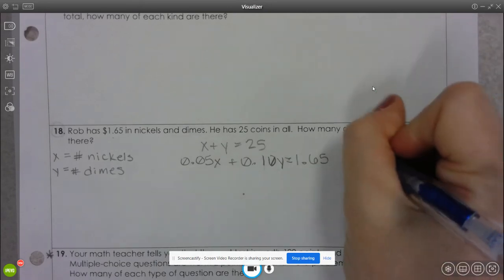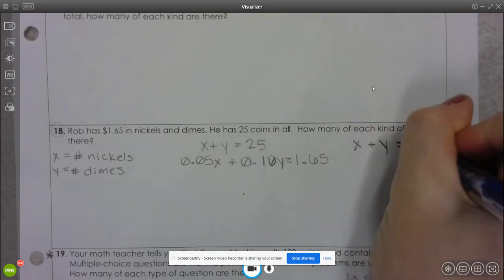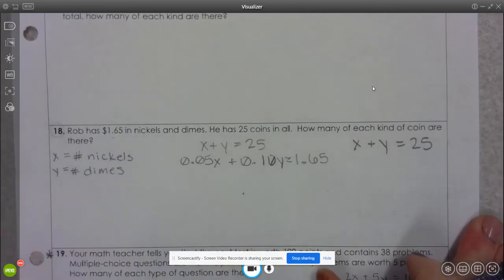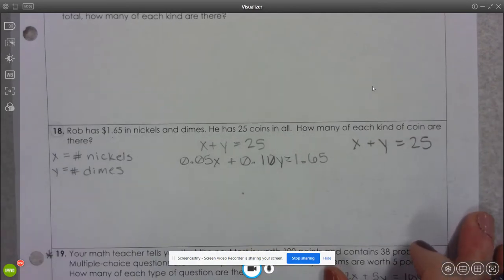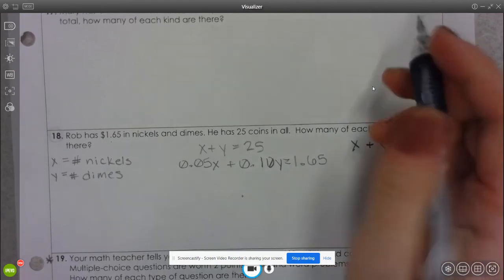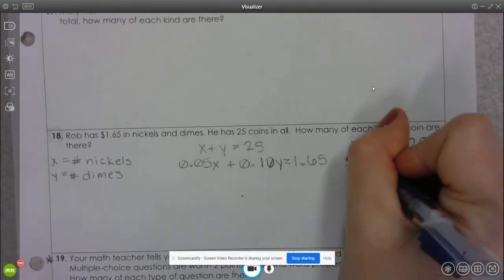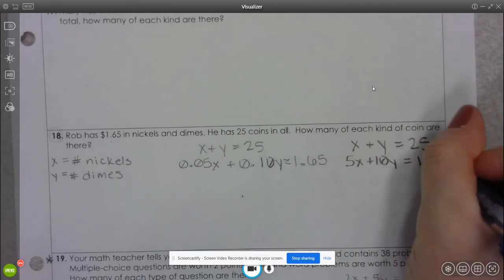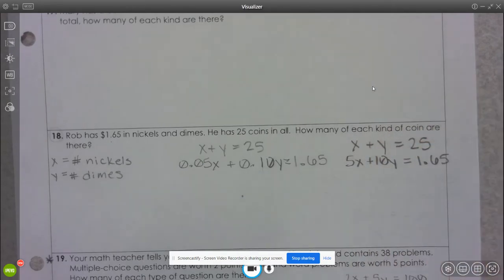So what I'm going to do is I'm going to take this whole second equation and I'm going to multiply it by 100 because then I don't have decimals anymore. So this would be 5x plus 10y equals 165. You could do elimination if you wanted.